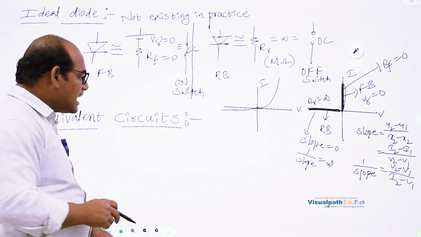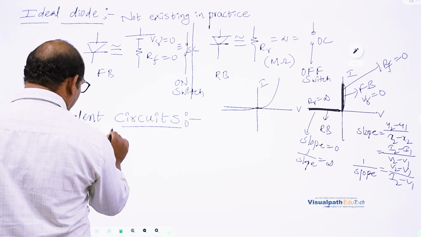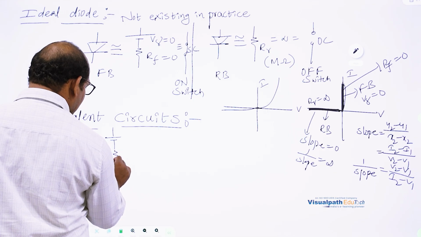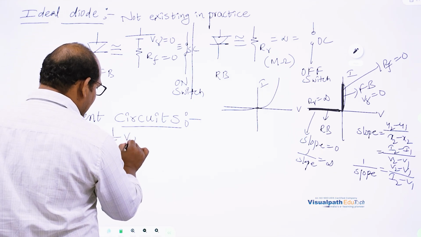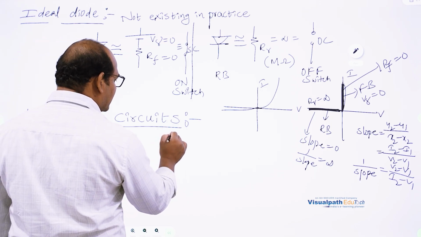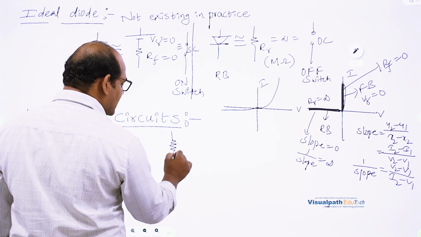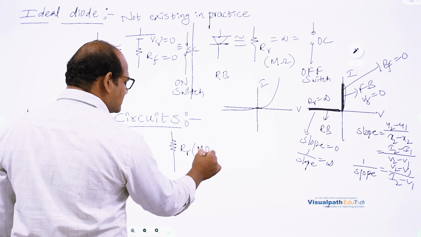Equivalent circuits, all the things we can write in one place. In forward bias, this is the equivalent circuit. Here we take V gamma and then RF. And if you keep the diode in reverse bias, the diode can be replaced by a large amount of resistance, that is RR.